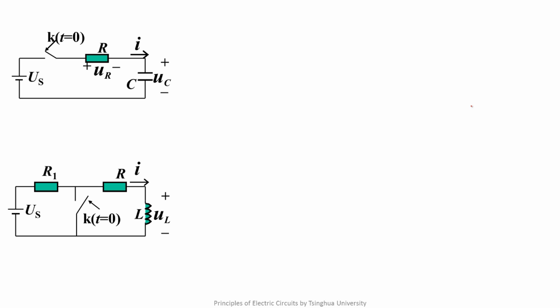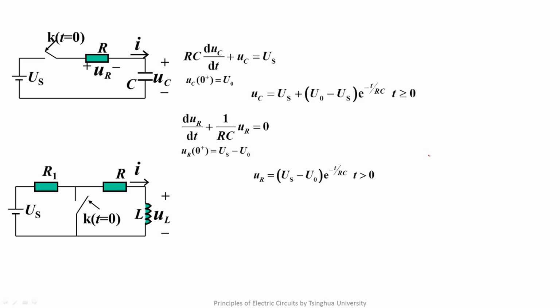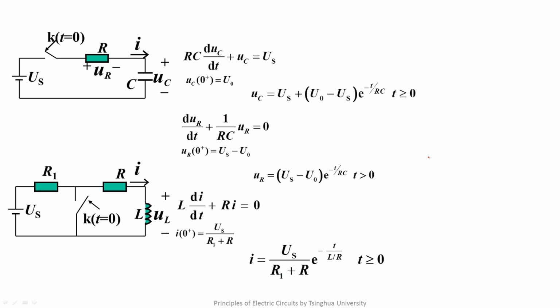Firstly, let's review. In the last lecture, we used the classical method for first-order circuits to analyze these two circuits. One is a serial connection of voltage source, resistor, and capacitor. Another is a serial connection of voltage source, resistor, and inductor. We solved the UC by listing the ODE and finding the 0 plus value. This is the solution, and this is about UR. For the second circuit, we list the equation, find the 0 plus value. This is the solution.